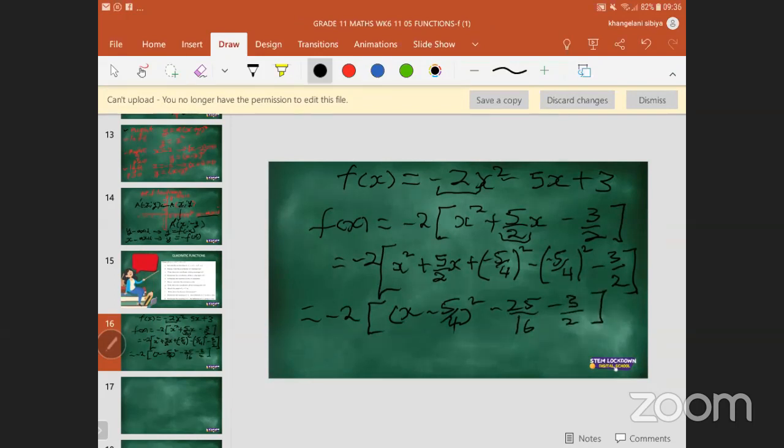Okay, you simplify what is inside there, right? So this will be minus 2, x minus 5 over 4, all squared, and then minus, this is all over 16. Then it is very important to use your calculator here, so that you will understand. This will be 2 times 25, that is 50, minus 3 times 16. Let's use our calculators here and see what our answer will be.